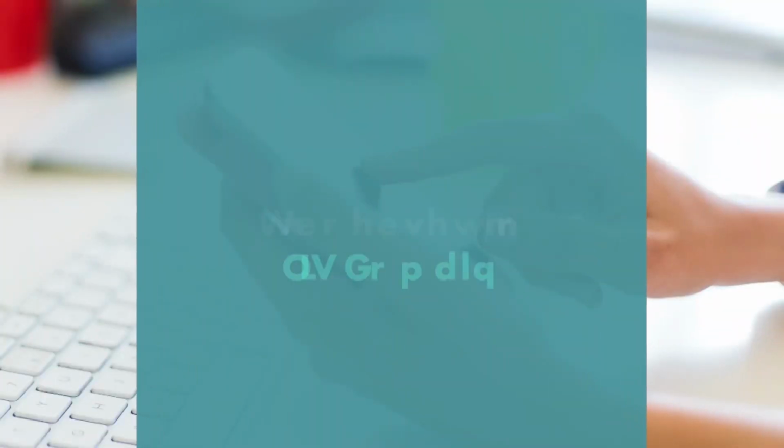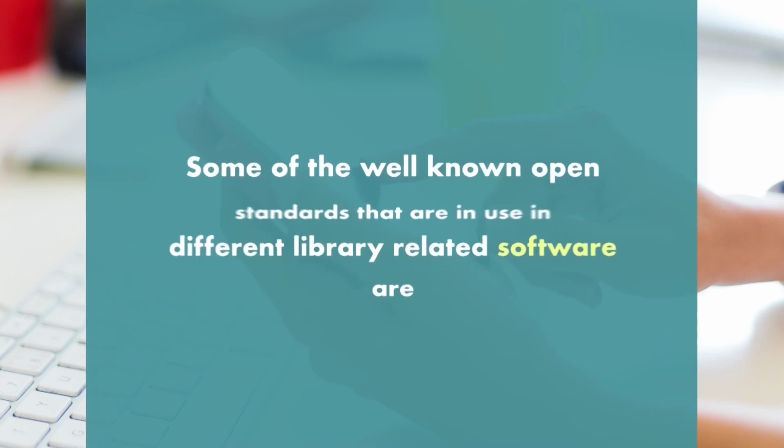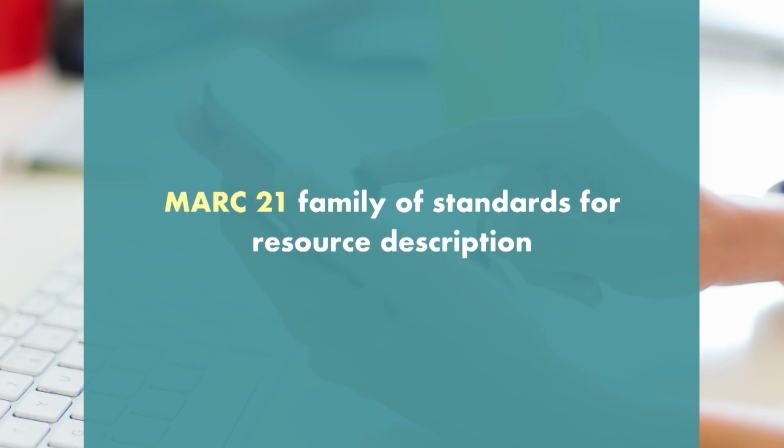Many open standards are presently available in the LIS domain, and many of them have already been implemented in different library automation software and digital library systems. Some of the very well known standards in the case of library automation software is the MARC 21 family of standards for resource description. Please remember, MARC 21 is a family of 5 standards: bibliographic data standard, authority data standard, community information standard, classification standard and holdings standard. So all are available as open standards.